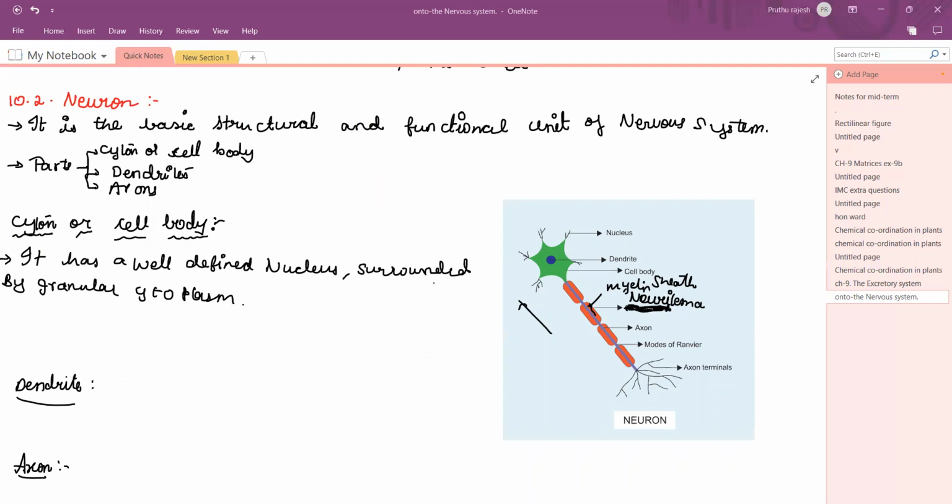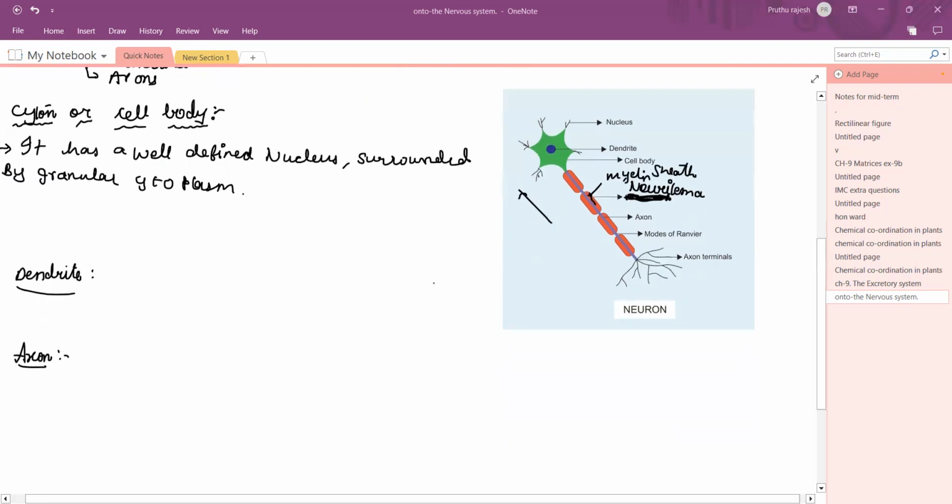Cyton or cell body has a very well-defined nucleus surrounded by granular cytoplasm, and it contains all cell organelles except centrosome, which is absent because these neurons have lost the ability to divide. Next, let's move on to dendrite.